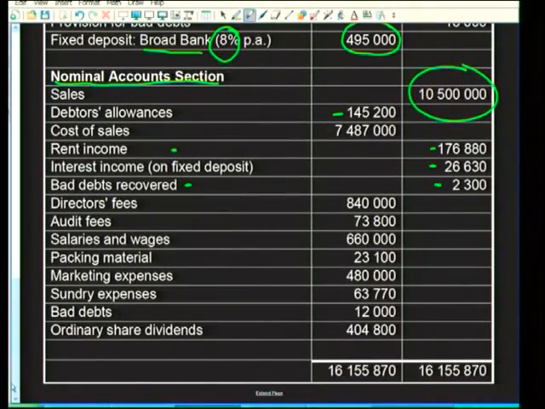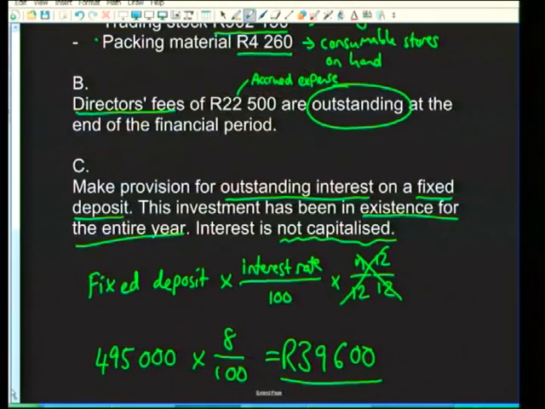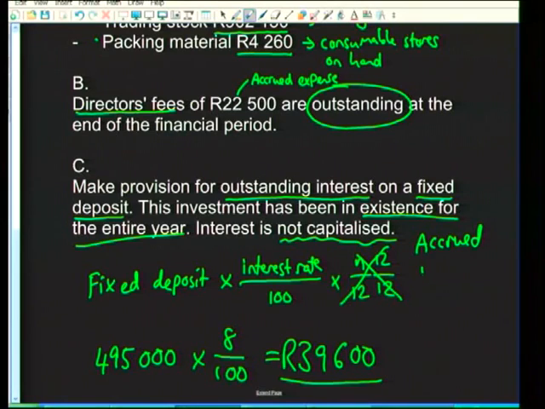Now, once you've calculated that number, the next step is to compare it to the interest that you have actually received. So you see here, we've got interest on fixed deposit of 26,630. We've only received 26,630 rand, but we should have received 39,600 rand. So there is some money outstanding. There is some interest that has not yet been received, and that interest would be called accrued income, because we have not received it yet.